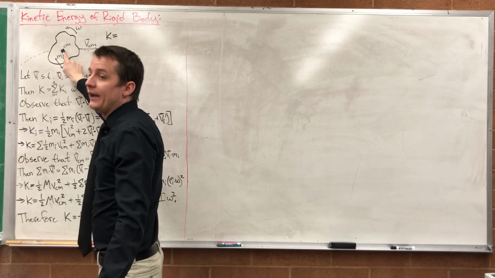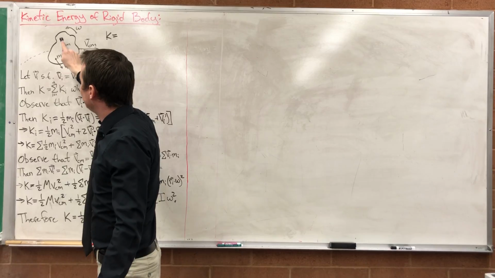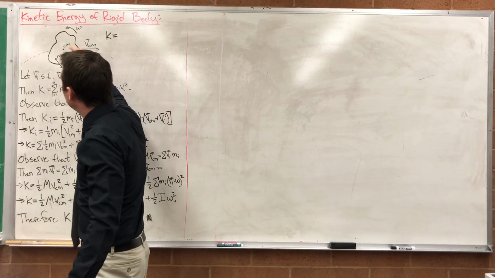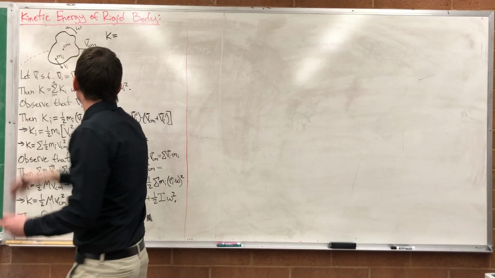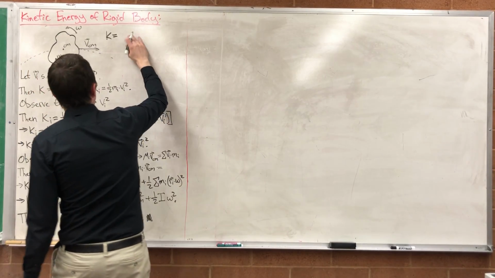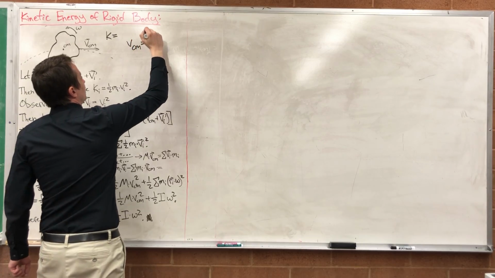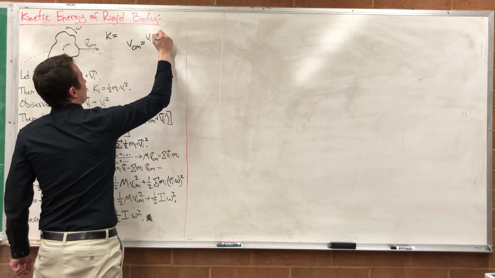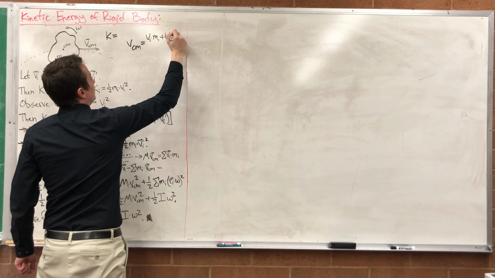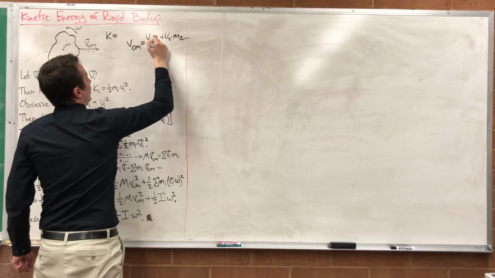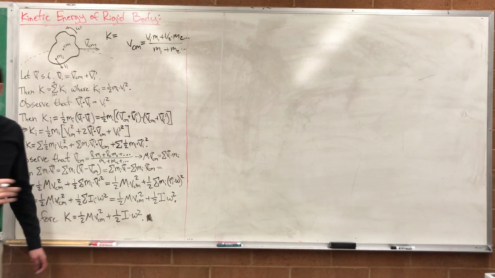And we found out a couple times ago how to calculate the velocity of the center of mass. Just to remind you, the velocity of center of mass was equal to the velocity of particle 1 times the mass of particle 1 plus the velocity of particle 2 times the mass of particle 2, dot, dot, dot, all over the mass of 1 plus the mass of 2, dot, dot, dot, right?